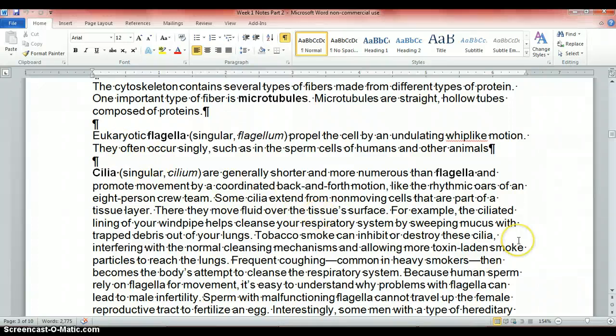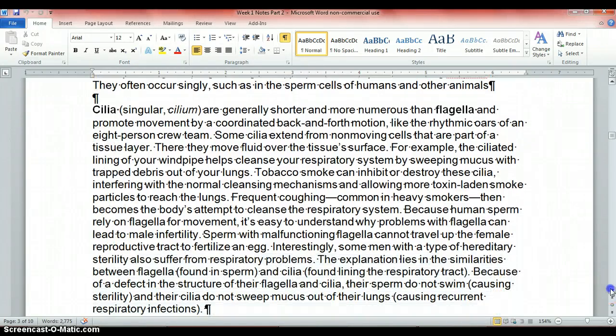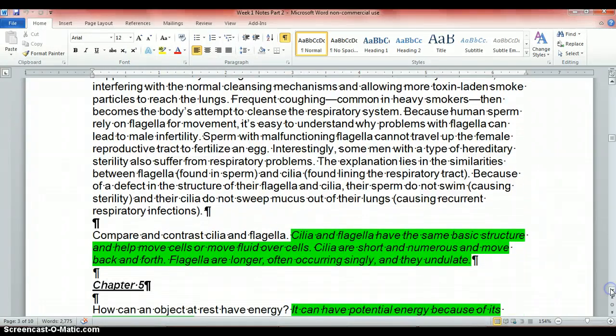And they move stuff. Generally, they'll be lining, like your windpipe, it says over here, and they'll push the food in the right direction, or the mucus, whatever they need to do. I'll let you read all that.